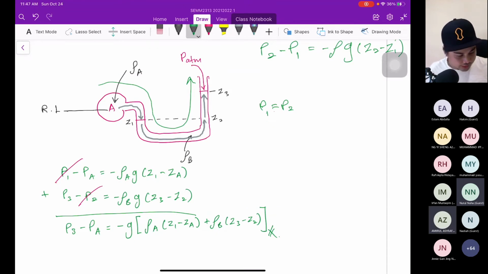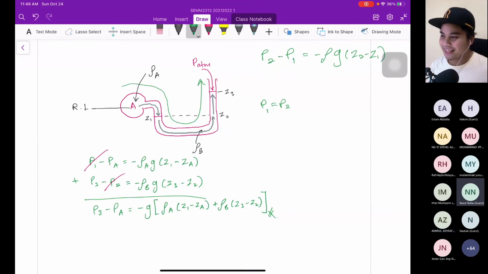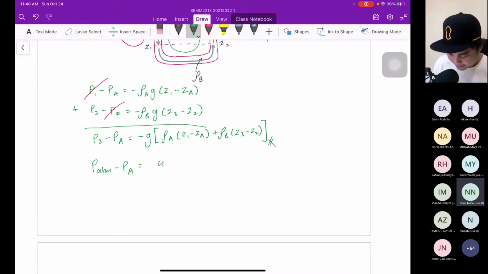So what do you think P3 is? PATM. So you can basically replace P3 with PATM: PATM minus PA equal to the same thing. Okay, clear so far?